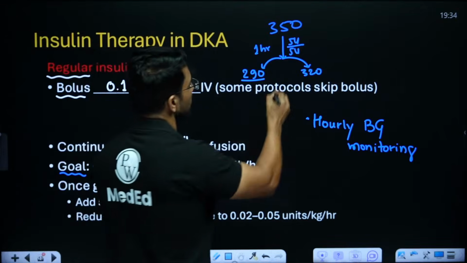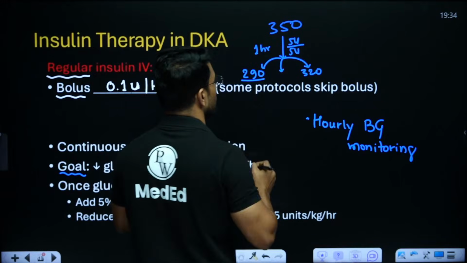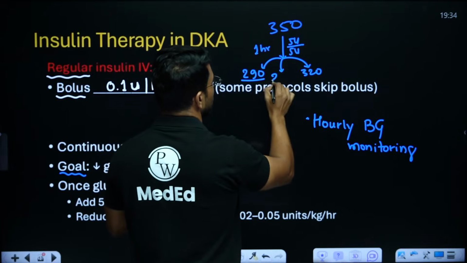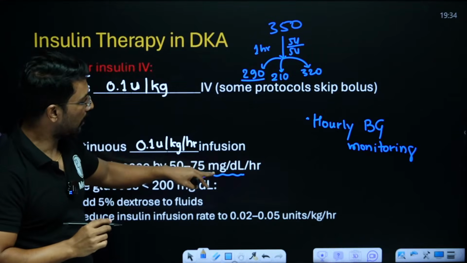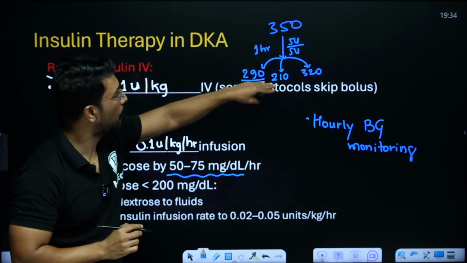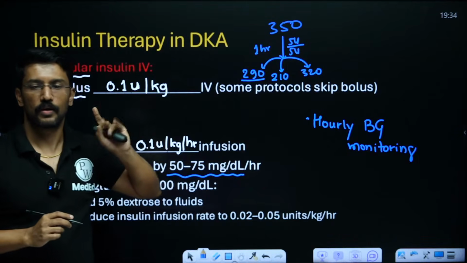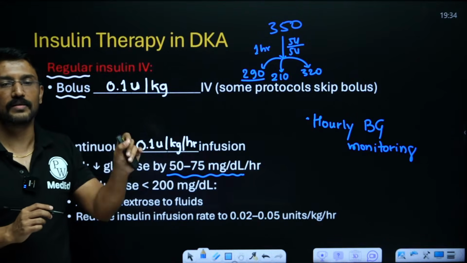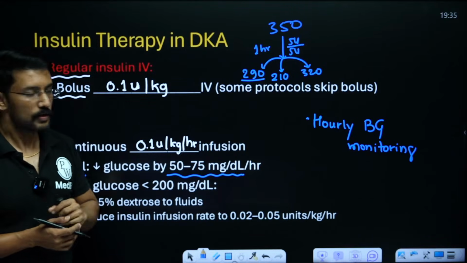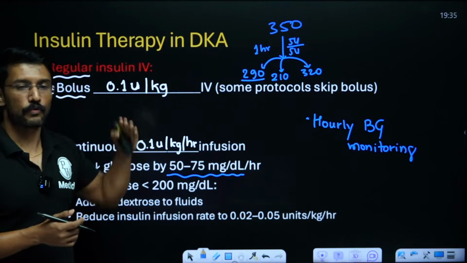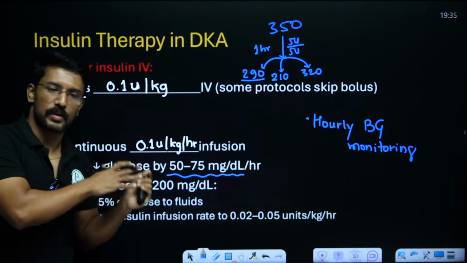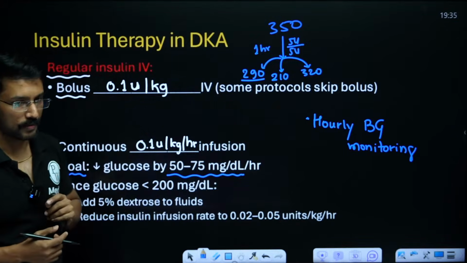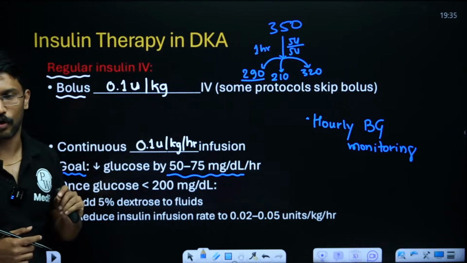Okay. On the other hand, let us say I got one more circumstance where it has dropped from 350, it has come down to 210, which is more than 75 milligrams per deciliter drop. 350 to 210 is almost 140. So this is too drastic a decrease. So in that case, what should I do? I have to decrease the insulin infusion rate. I was giving 5 units per hour. Now I have to step down to 3 units or lower, depending on how drastically the values dropped.